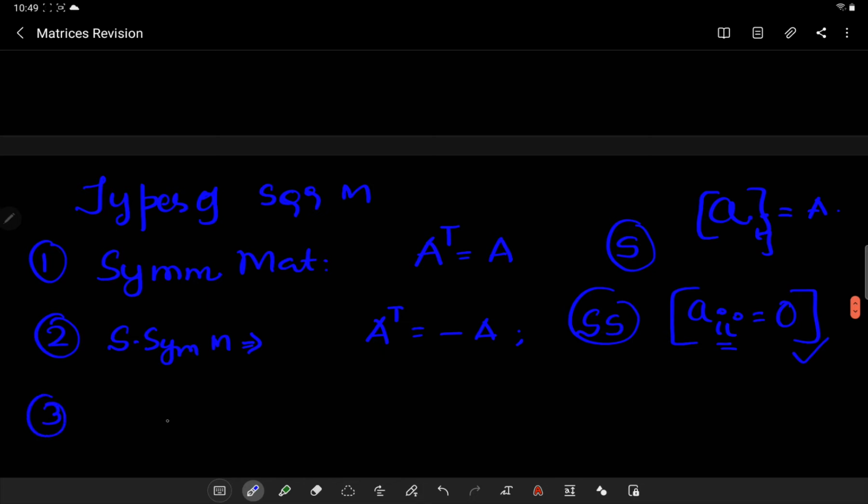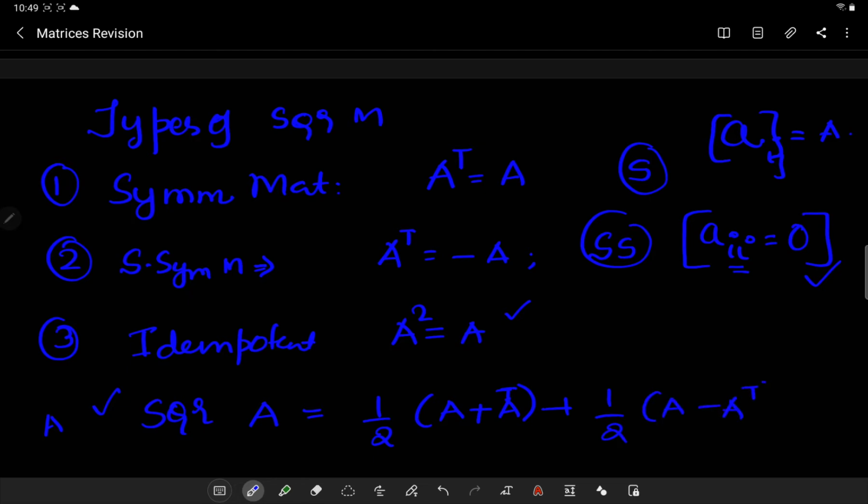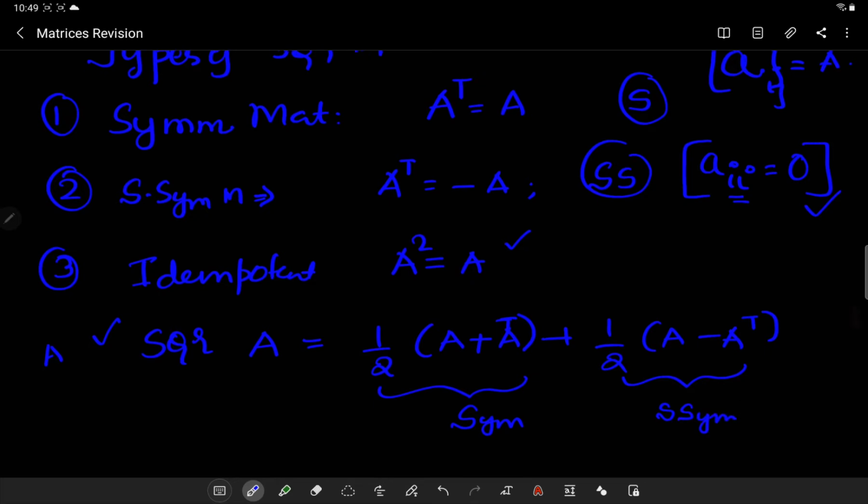Next, the next matrix is the idempotent matrix. When the square of a matrix is equal to A, it is called an idempotent matrix. Now also remember, every square matrix A can be written in the form of half into A plus A dash or A transpose, plus half into A minus A transpose. So remember, this part is your symmetric matrix and this part is your skew symmetric matrix.